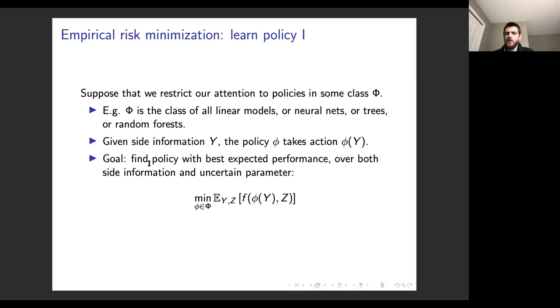And again, our goal overall is to find the policy with the best expected performance over both the side information and the uncertain parameter. So this is just plugging our policy in here. Overall, what we're looking for is the policy within this class capital Phi that minimizes this expected value, where I've just plugged in the action that the policy takes. This is the same expectation that I showed you before.